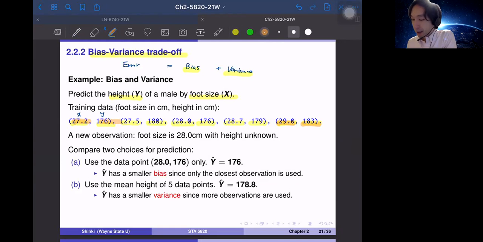Suppose that we have a sixth observation, a new observation, with a foot size of 28 centimeters. So what's the best estimate, the best guess for his height?